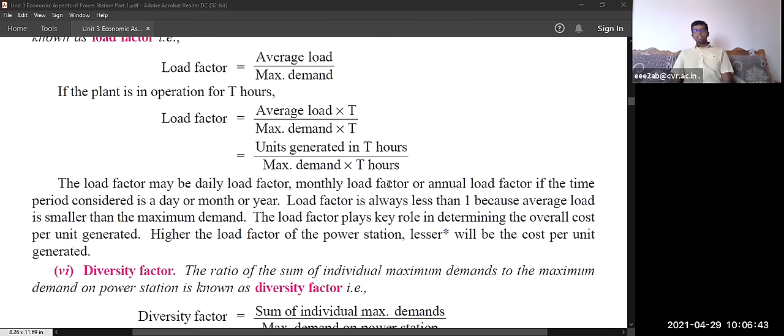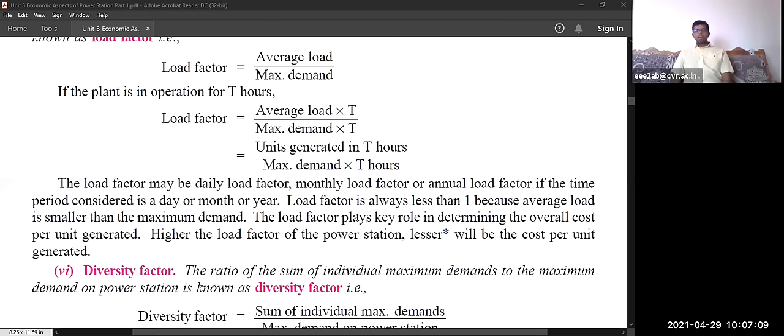The load factor will come out less than 1. But generally, load factor is mentioned in percentage. So what you have to do is multiply by 100, which will give it in percentage, like 59 percent, 60 percent, 62 percent. But it should be less than 1, that is, less than 100 percent.